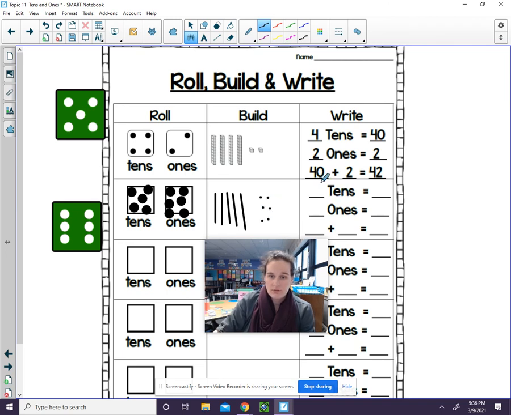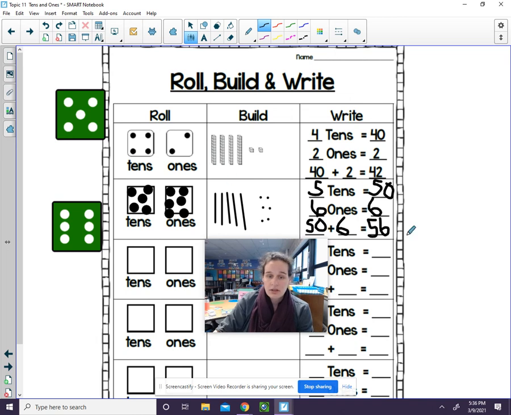I'm gonna write this out. So five tens is 50. Six ones is six. And then we're gonna write these two numbers down here, writing that expanded form. 50 plus six will equal 56. If you don't believe me, we could count it. 10, 20, 30, 40, 50, 51, 52, 53, 54, 55, 56.